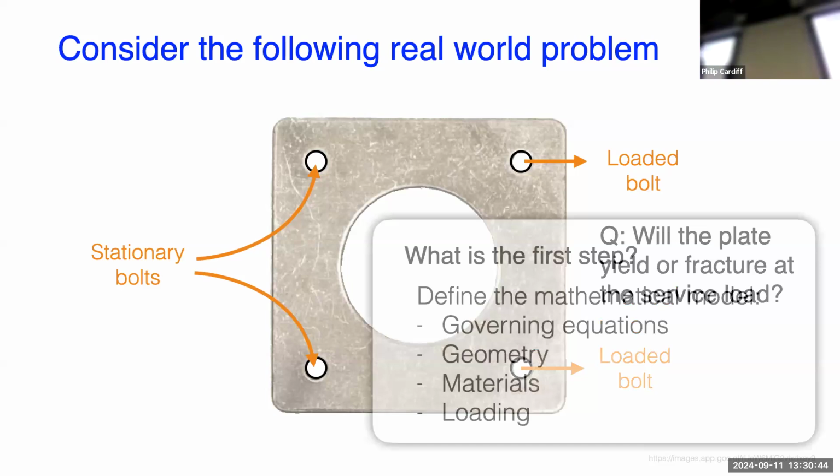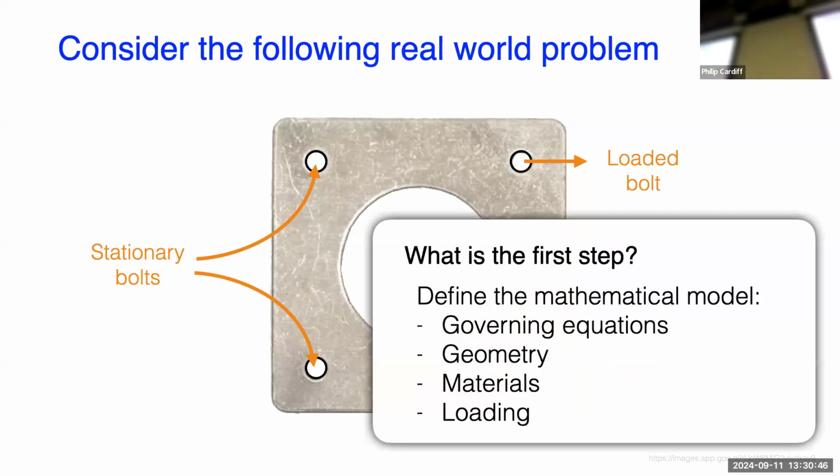So the first step in this pre-analysis is defining the mathematical model. And so this comes down to what governing equations should we solve? What are the key ones of interest? And how do we approximate the geometry? How do we approximate the material properties and material behavior? And how do we approximate the loading or boundary conditions? So that's how the model interacts with the rest of the world.